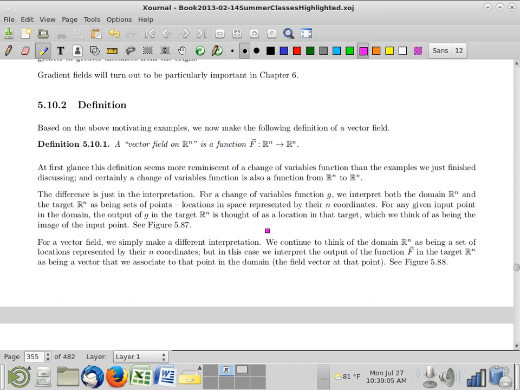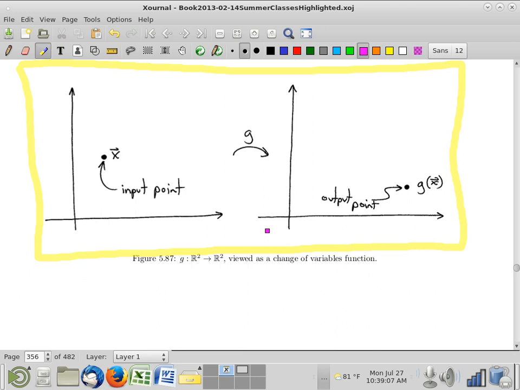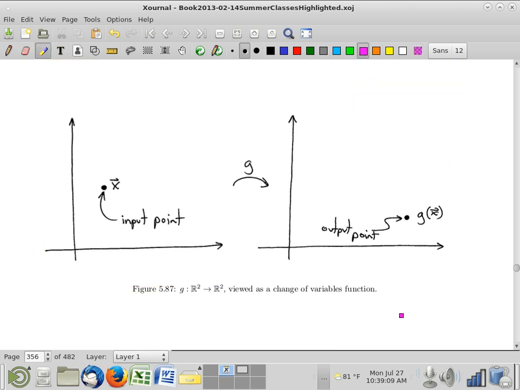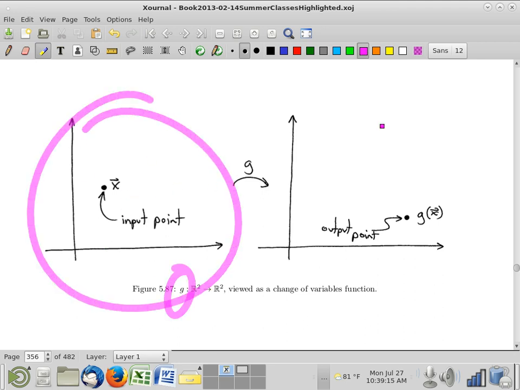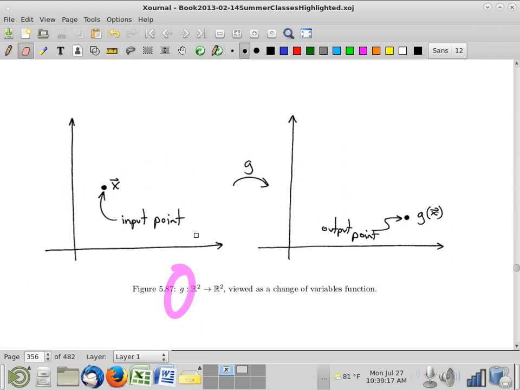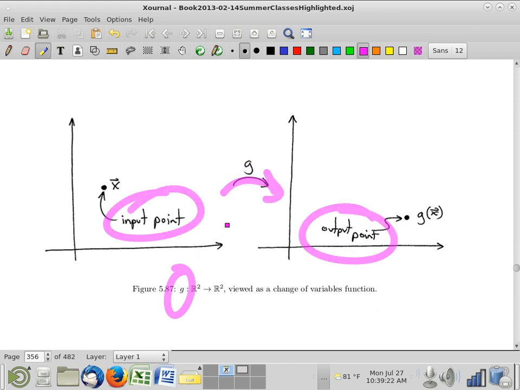The first thing I want to do is point out how we're not thinking of vector fields. Don't think of one of these functions, from R2 to R2 in this case, as having input points and output points, a domain over here and a target over there. Now, this is a great way to think about some functions in some cases. For example, this is how we would think about a change of variables function.